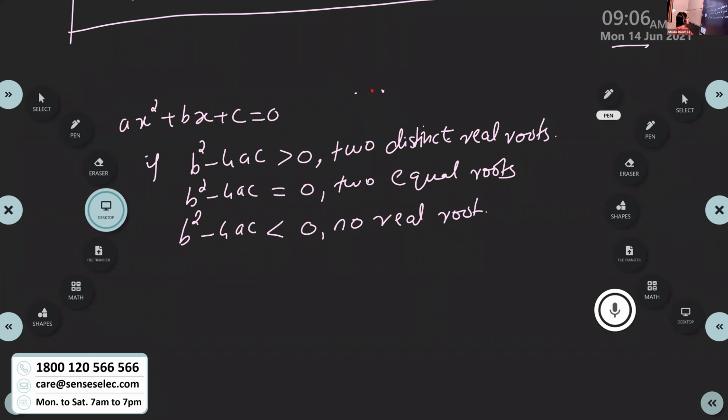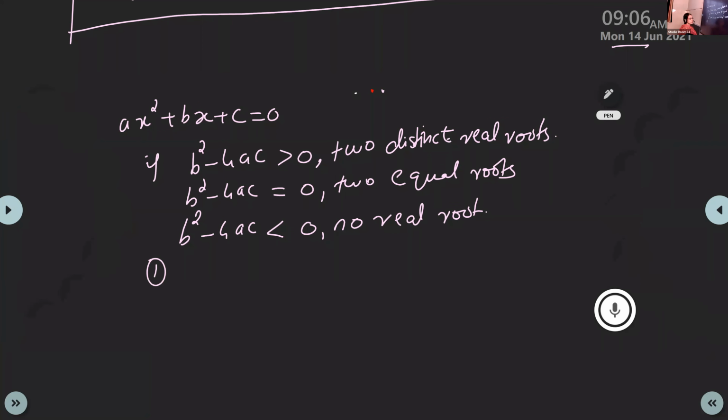Okay, now let us continue. Write first question. Did you write the question? Find the discriminant of the quadratic equations and hence find the nature of its roots. Did you write that? Yes, ma'am. Now I will write only equations. All of you wrote that? Yes, ma'am.